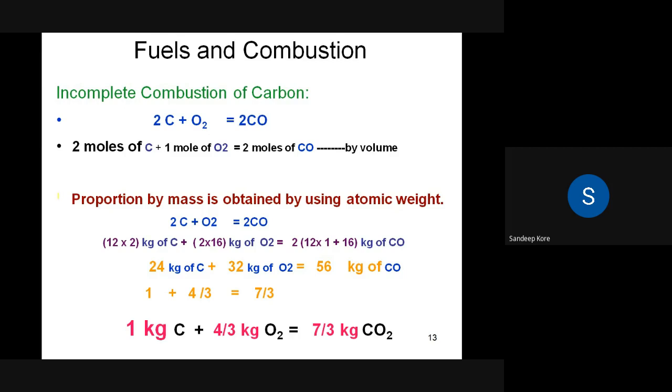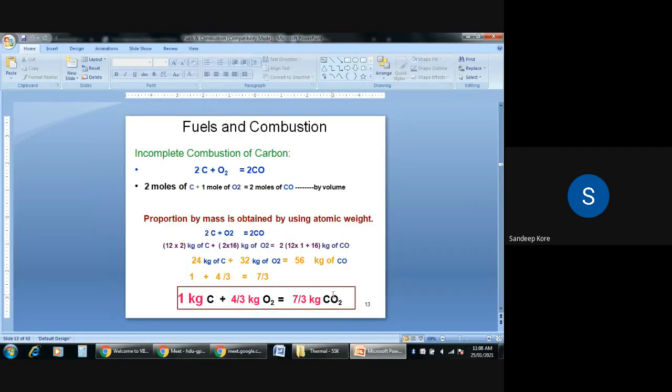So we have 24 kg of carbon. It reacts with 32 kg of oxygen. It is going to form 56 kg of carbon monoxide. So divide this equation by 24. So 1 kg of carbon requires 4 by 3 kg of oxygen, and it is going to form 7 by 3 kg of CO. It's not CO2, it's CO. Yes, I will modify it. It's carbon monoxide, not CO2.